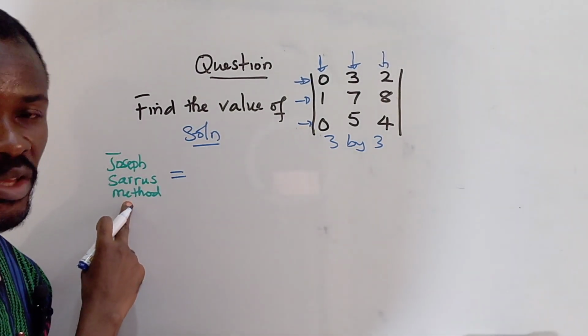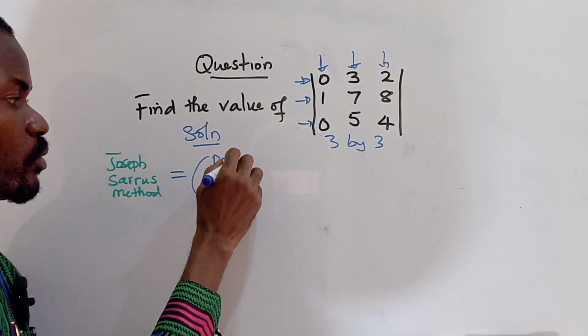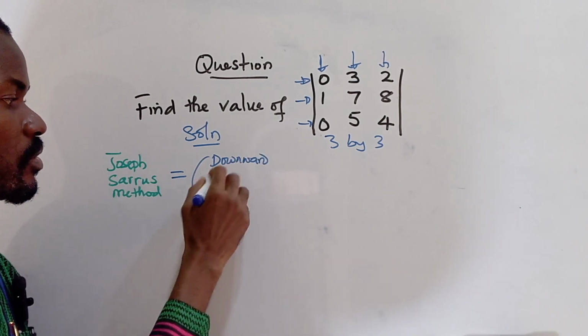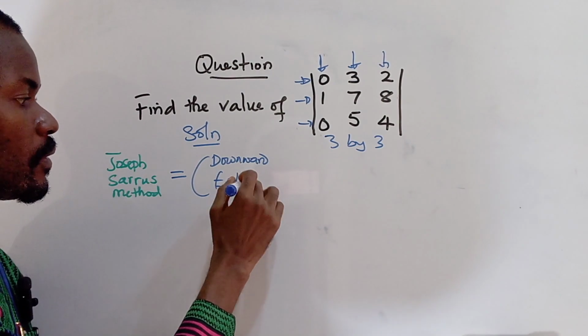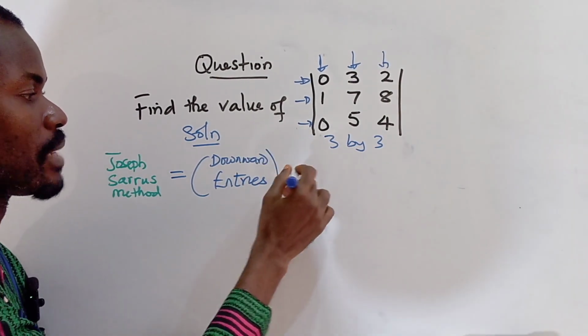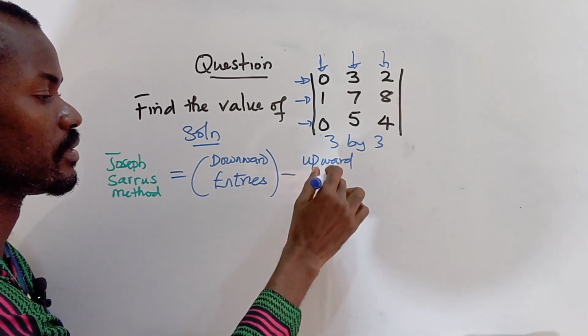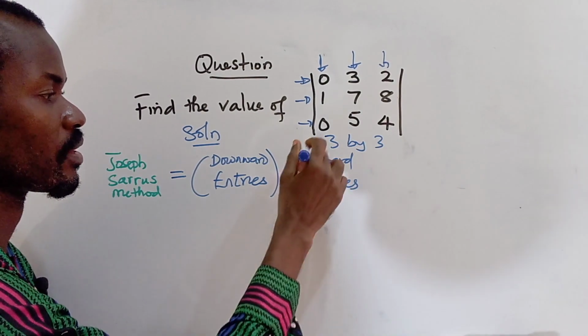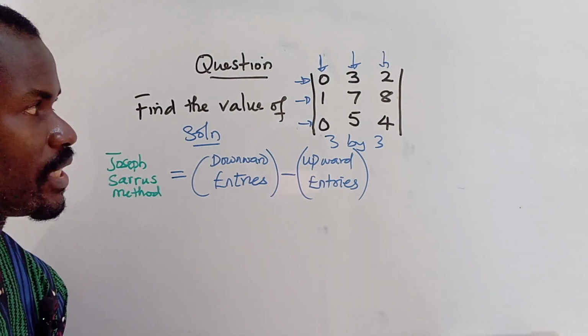But today we are going to apply a different approach by Joseph Sarrus. The Joseph Sarrus method is so that you find the downward entries minus the upward entries. So what do I mean by the downward entries minus the upward entries?